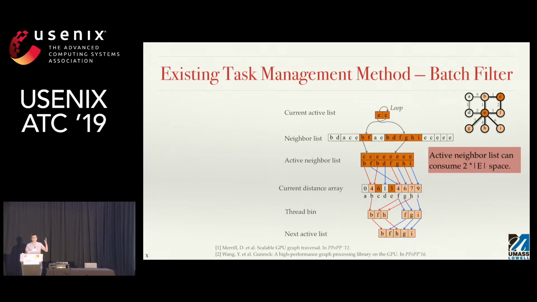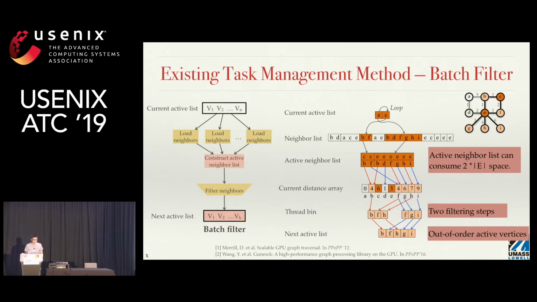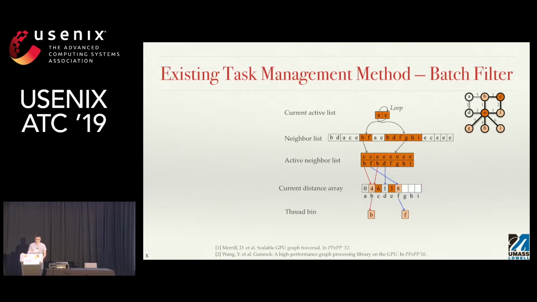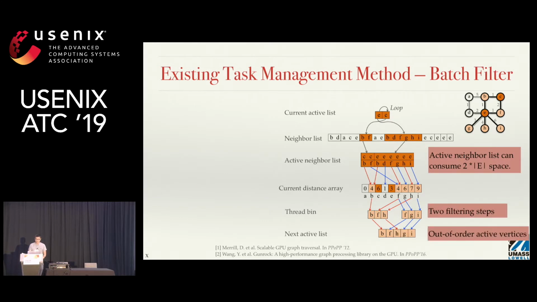First, it has to use 2 times E amount of space to cache this active neighbor list. It also has to scan the distance array a couple of times in order to extract the next active list, right? And the active vertices B, F, H, I at the bottom are out of order, which is not good for the memory access pattern, as we are at a systems conference here, you know that. So to summarize, we have a couple of issues. It's easier for you to remember, which is why I summarize it.